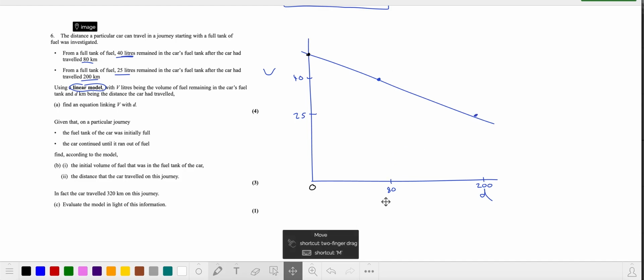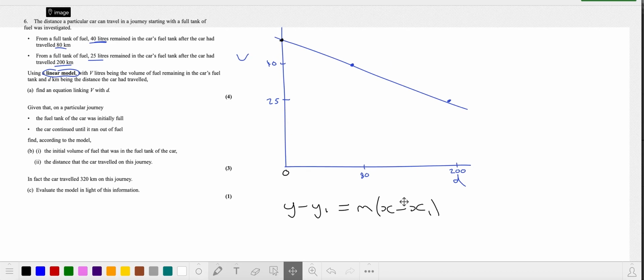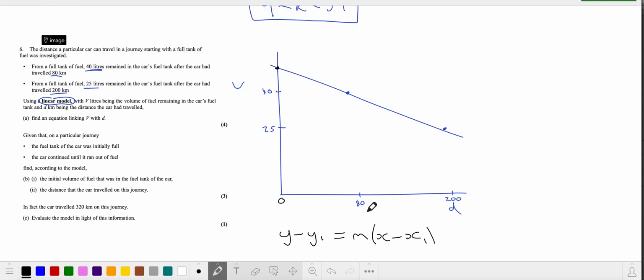We can use our equation for a straight line graph, which is y minus y1 equals m(x minus x1). And we can find m by changing y over changing x, or y2 minus y1 over x2 minus x1, if you prefer. But we can just do our good old-fashioned gradient triangle.